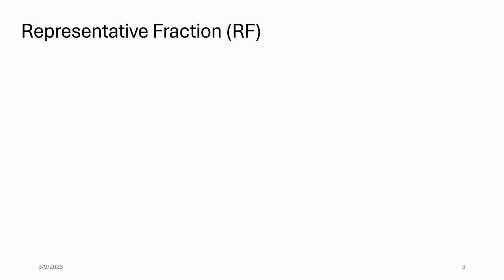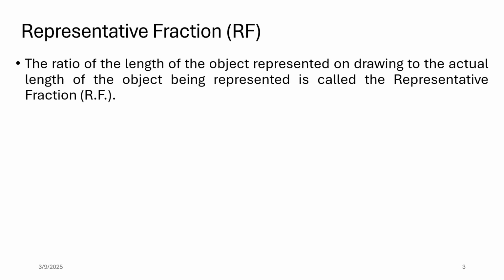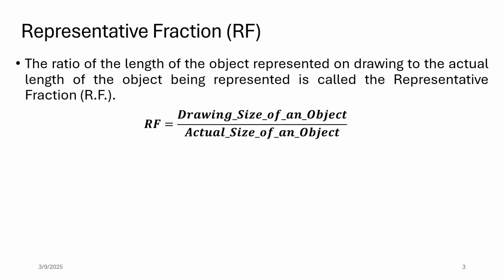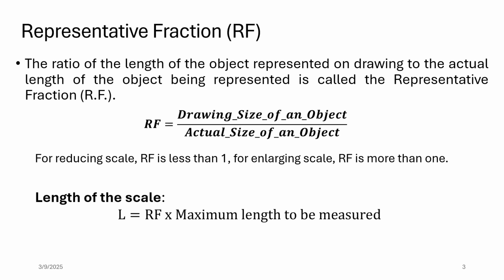To represent scale on the sheet, we have many ways. One of them is called representative fraction or RF. It is defined as the ratio of the length of the object represented on drawing to the actual length of the object being represented. Technically, RF is given as the ratio of drawing size of an object to the actual size of that object. For reducing scale, the value of RF is less than 1. For enlarging scale, RF is more than 1. And for actual scale, it is equal to 1.